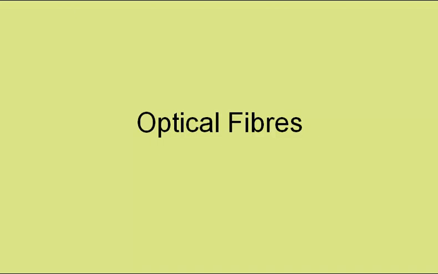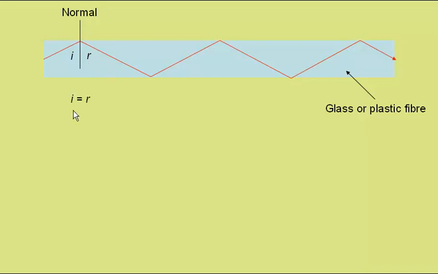Optical fibres. Here we have a glass or plastic fibre, and if we send a ray of light from the end, it will travel through like this. Placing a normal, a line at 90 degrees to this face, we can label this I, the angle of incidence, R, the angle of reflection. As always, the law of reflection applies, and so angle of incidence equals angle of reflection.